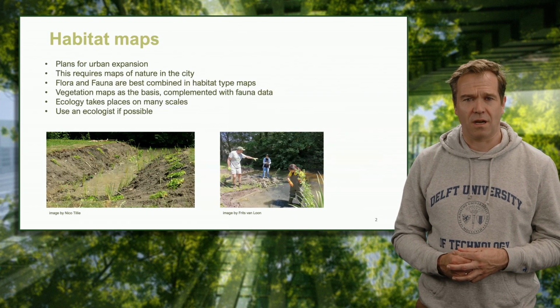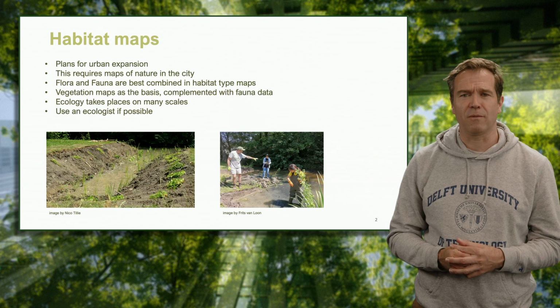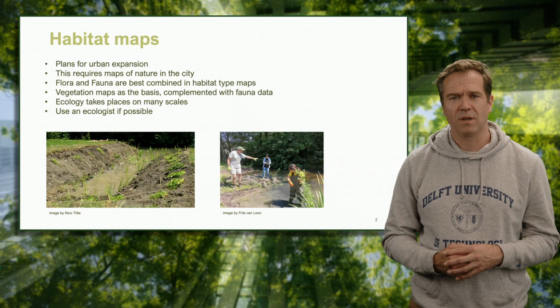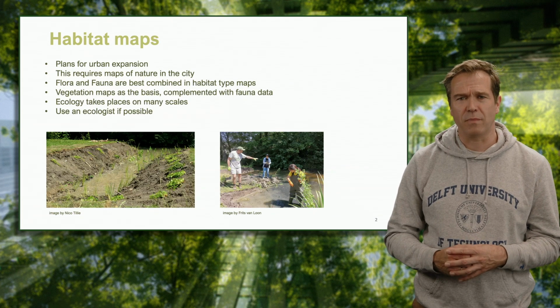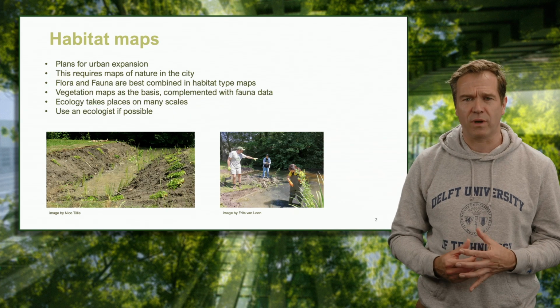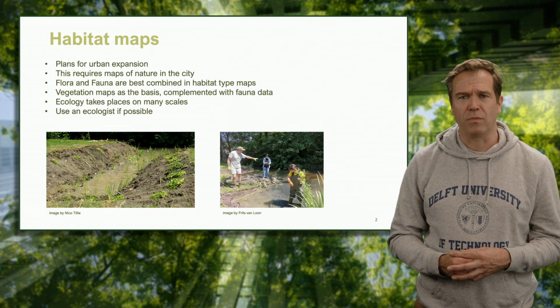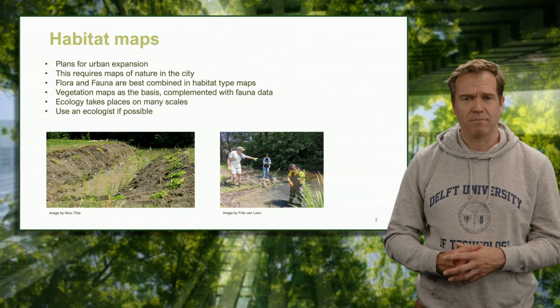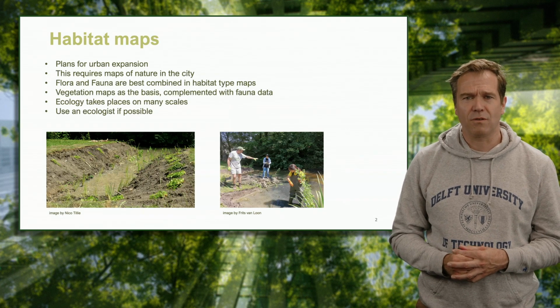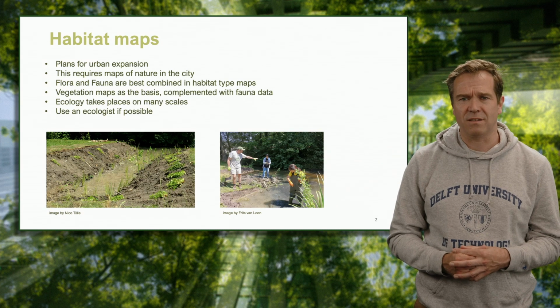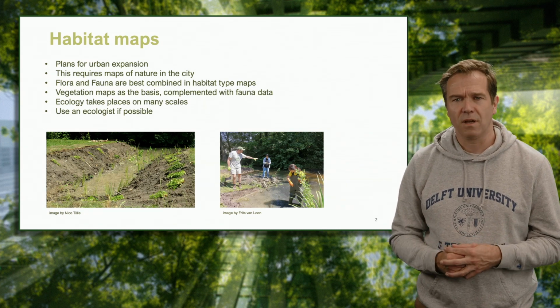Urban areas are growing and an increasing number of plans for cities are being made. To design these plans, good maps of nature in the city are required. These maps should combine flora and fauna. This is a habitat type map. Vegetation maps often form the basis and are then completed with fauna data.